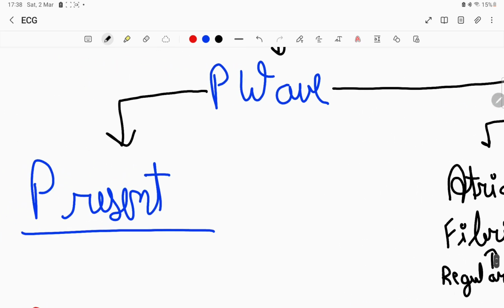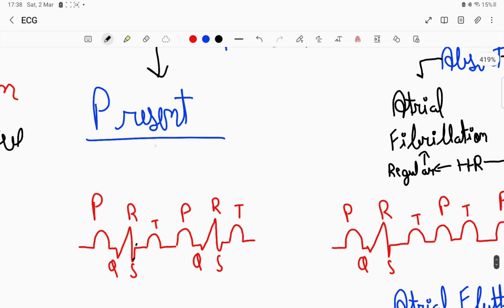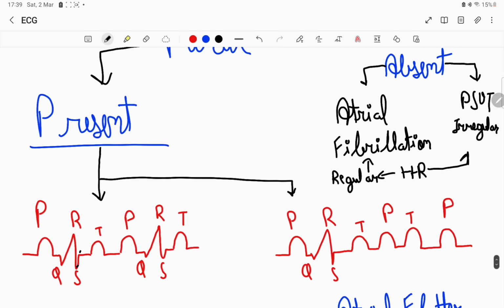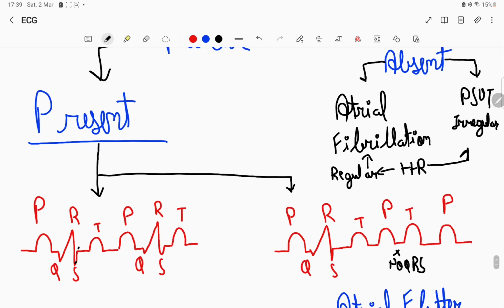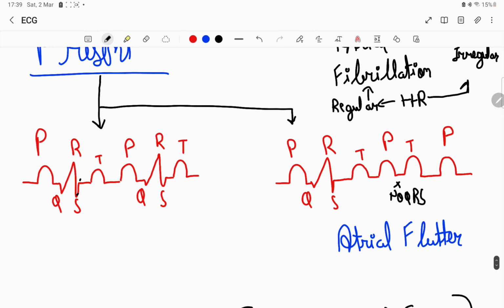Now, if the P wave is present, then we will have two patterns. One, look at this first pattern. Here, each P wave is followed by a QRS complex. And in second pattern, you can see that each P wave is not followed by a QRS complex. Now, a condition where there is no QRS complex after a P wave, then that would be atrial flutter.